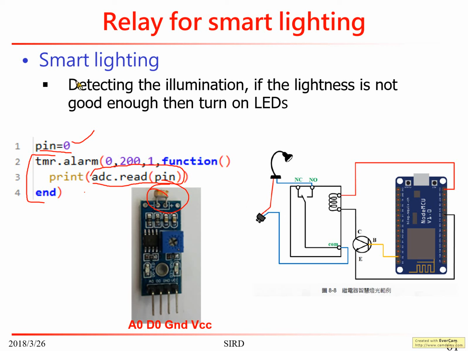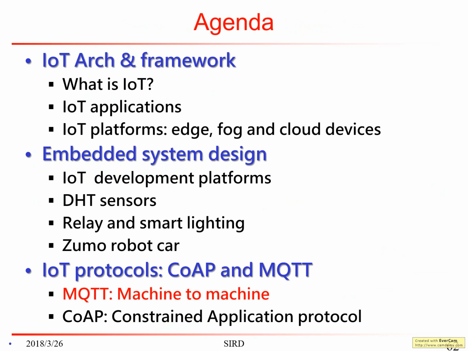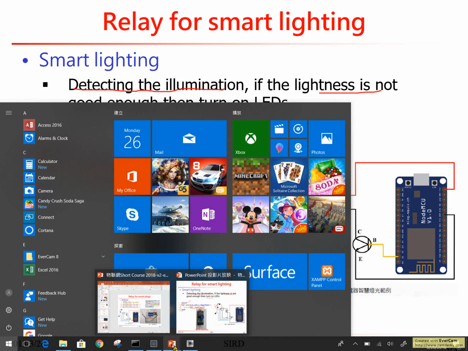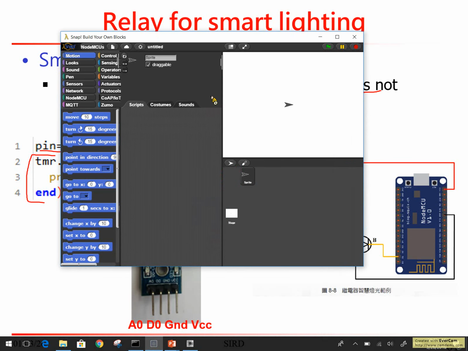Okay. So smart lighting is something where you check the illumination. If the light is not good enough, then you turn on the lamp here, something like that. Or like Jonathan, turn the LED on. So how are we going to do it? The embedded system part is quite easy. So let's see.